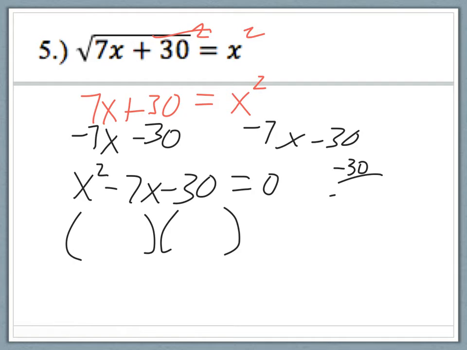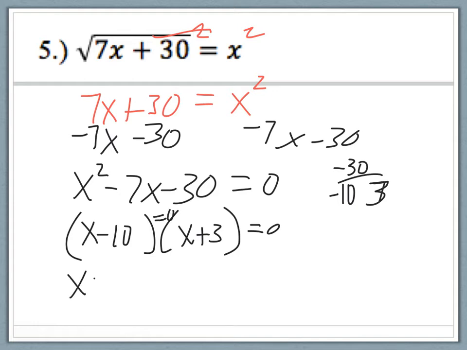Well, negative 10 and positive 3. That'll add up to a negative 7. So x minus 10, x plus 3. Now, I have to solve for x, so I'm going to set both of these equal to 0. So that means this is going to be x equals 10 and x equals negative 3.